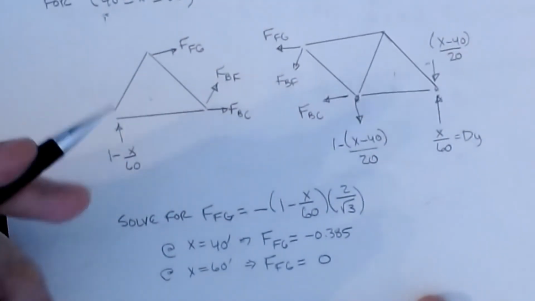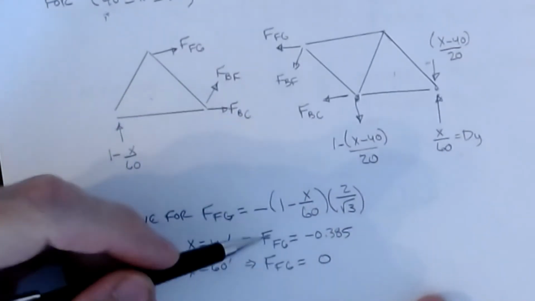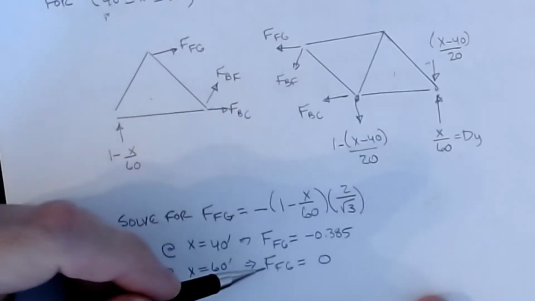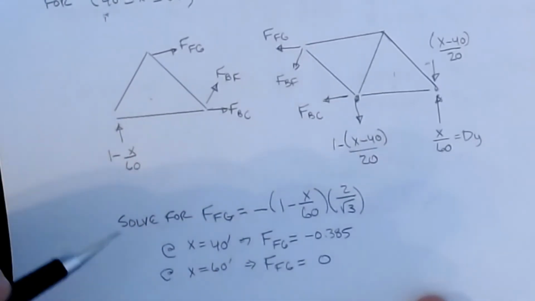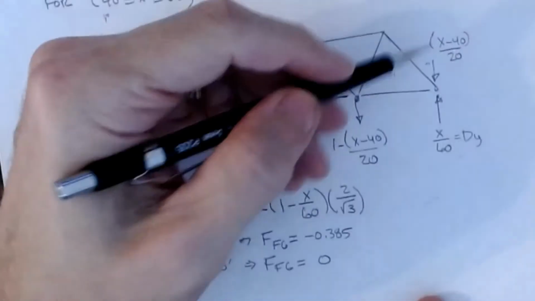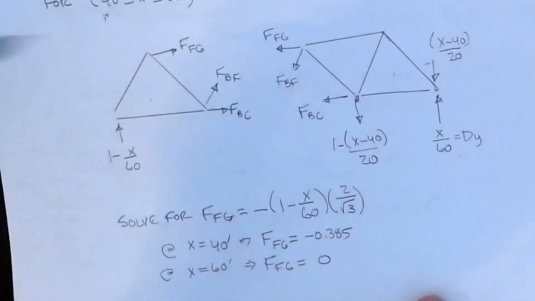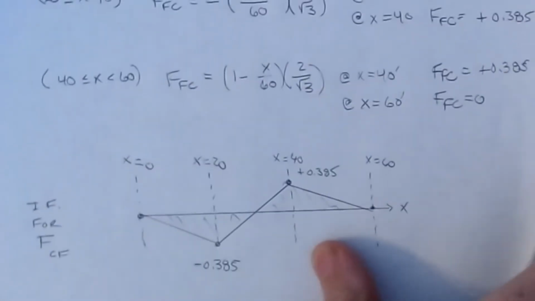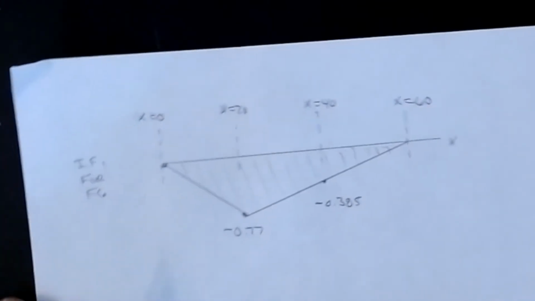And so now we plug in our values. At x equals 40, FFG is minus 0.385, and then at x equals 60, FFG is equal to 0. And that's what you would expect. Again, a point load sitting on top of the support, that load's not going to travel through the truss to go through the member. Once you have that, then you can go in and actually draw the influence diagram for this particular member.